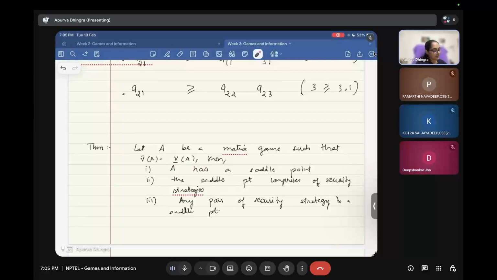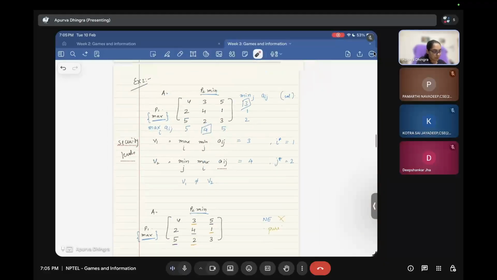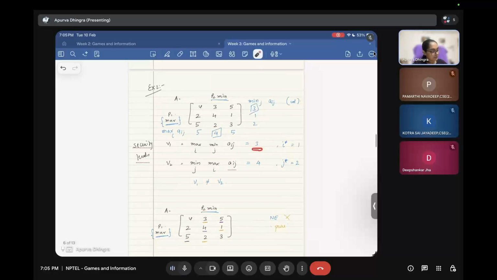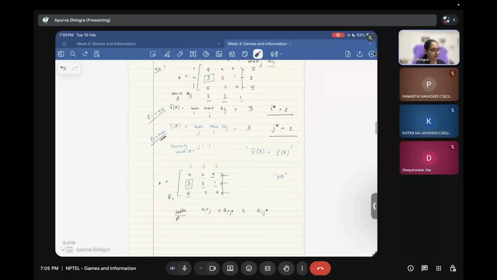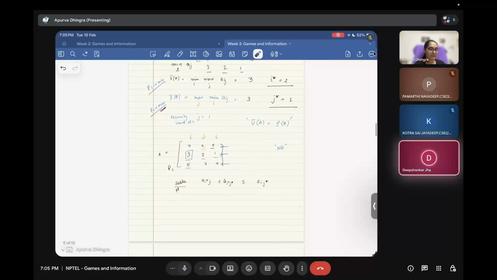So what this process is telling us is, if in a particular example, let's say this one, we see that V1 and V2 are equal, or the security levels are equal. It didn't happen in this game, but in this example it did happen. If the security levels are matching, then the security strategies would form a saddle point, this one. And saddle point meaning neither player would benefit from moving away from that. Both the players have it, so a saddle point can be considered as a Nash equilibrium as well. Exactly. Okay, thanks.